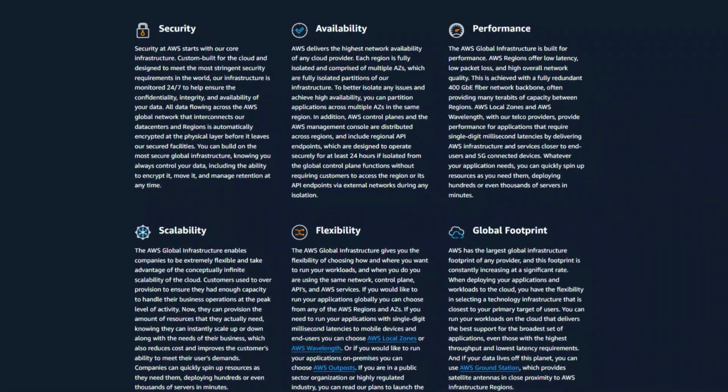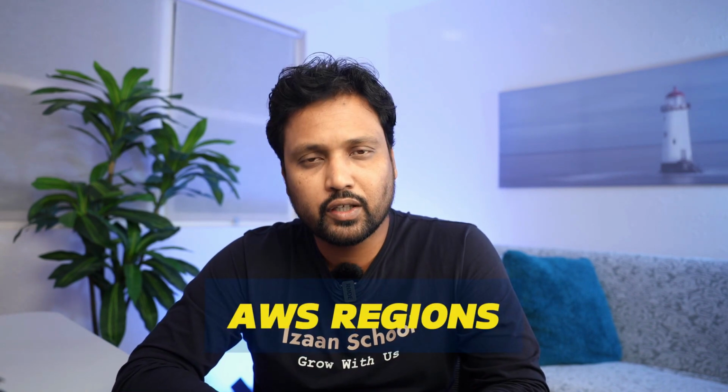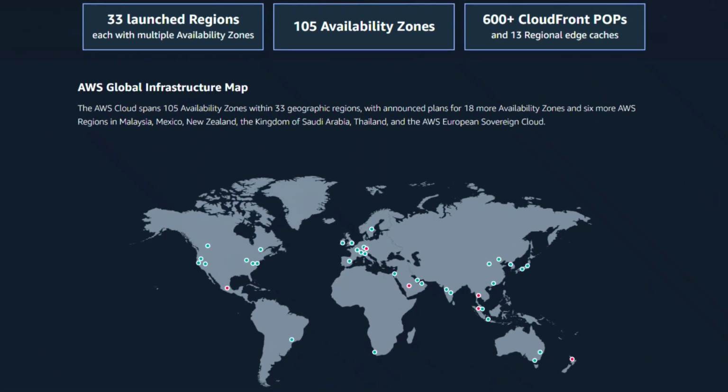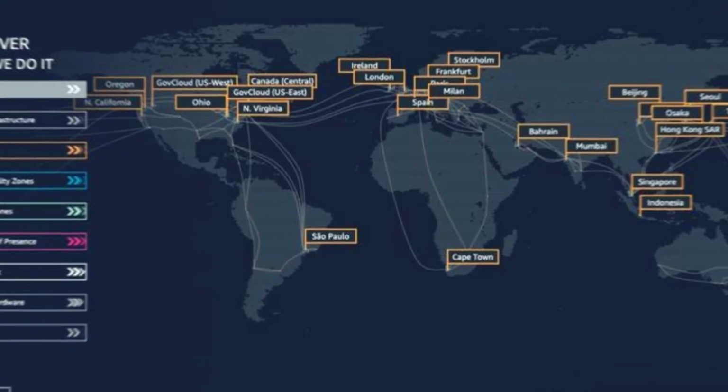So let's get started. AWS Global Infrastructure is designed to provide a secure, scalable, and highly available environment for your applications. It's built around three key components: AWS Regions, Availability Zones, and Edge Locations. Let's break this down, starting with AWS Regions. An AWS region is a physical location around the globe where we cluster data centers. AWS has multiple regions worldwide. Each of them has multiple availability zones.